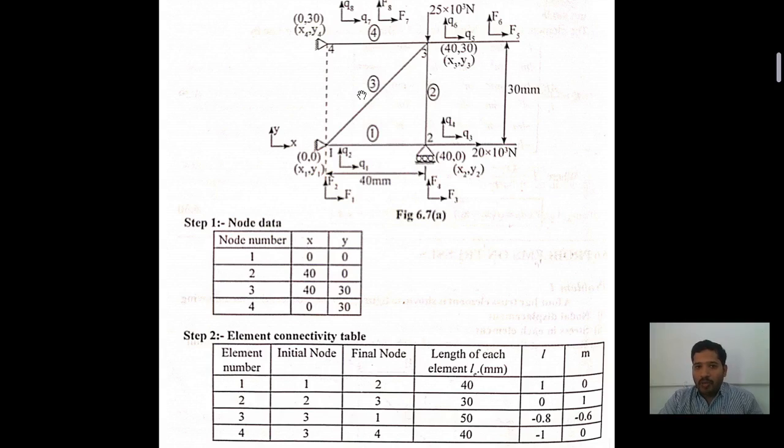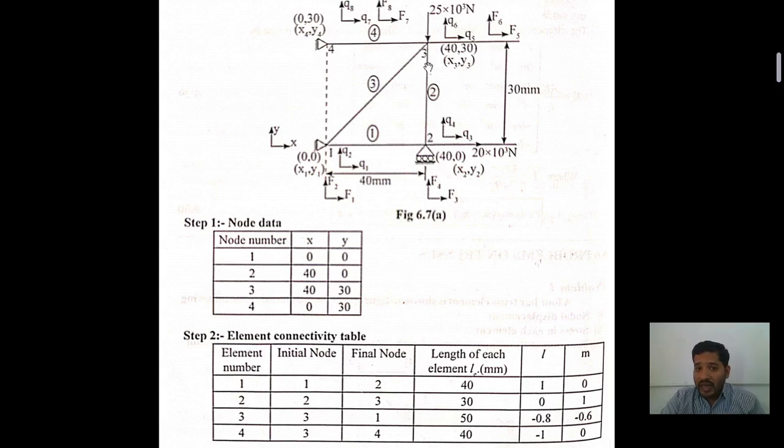Clear? Come to node 3. Which one is the initial here? Initial is this one, 3, and final is 1. So in the third element, I am representing the initial node as 3 and the final node as 1. Clear? And come to element number 4. If you want to join from the third node to the fourth node, we are forming the fourth element.